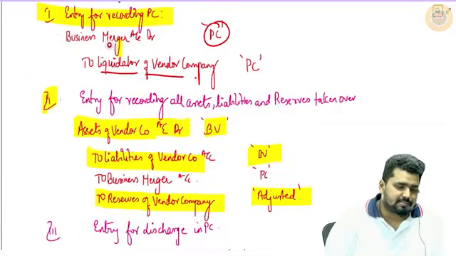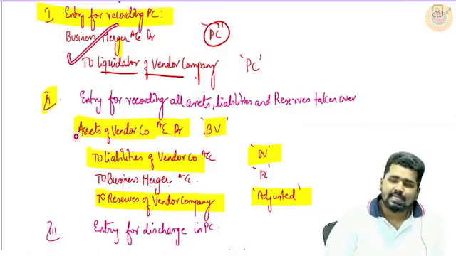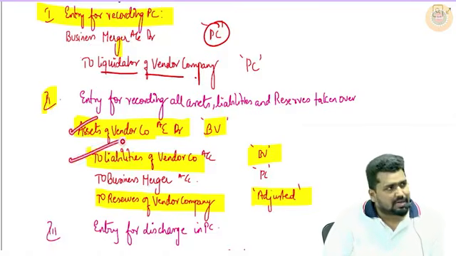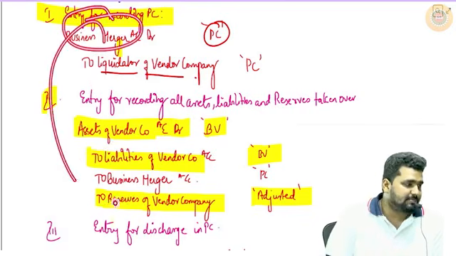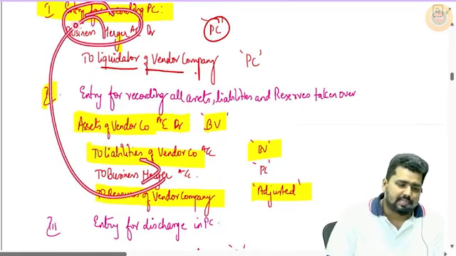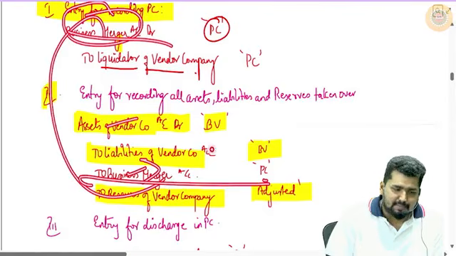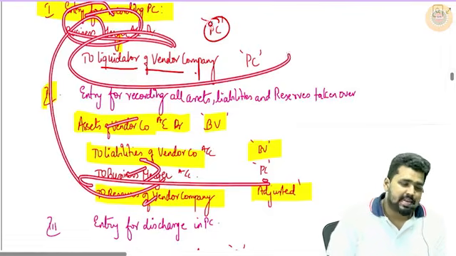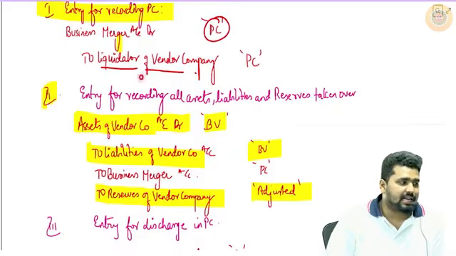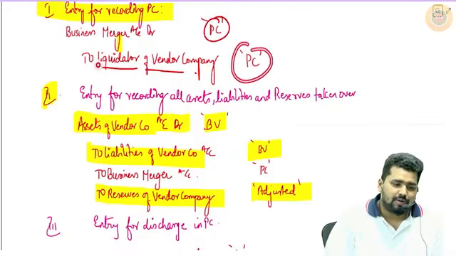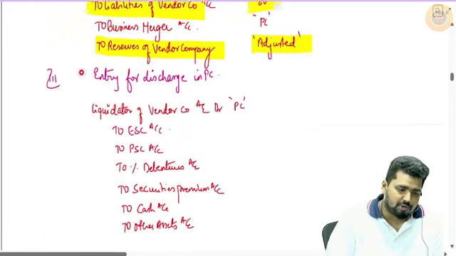So the first entry is business merger account debit to liquidator of vendor company. The second entry is what? Assets account debit, liability account credit, reserves account credit. After getting the business, we have to reverse this business merger, clear? Now this is cancelled automatically, assets and liabilities are there, reserves are there. This liability we have to settle, yes. The liability to the liquidator of vendor company, the PC, should be settled. So when I settle this, the liability will be reversed, so it should be debited.